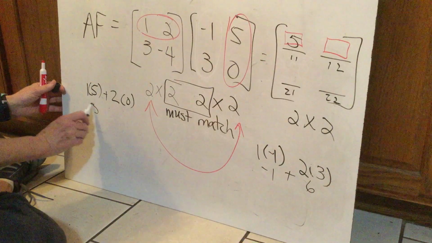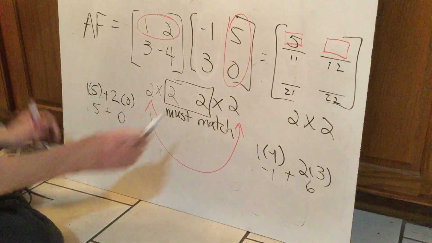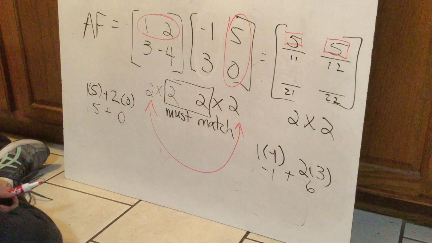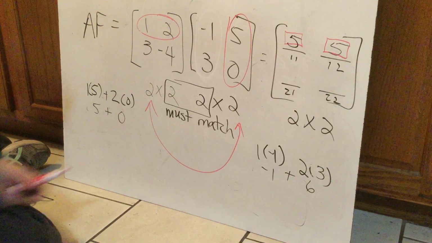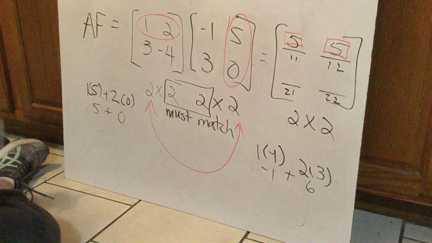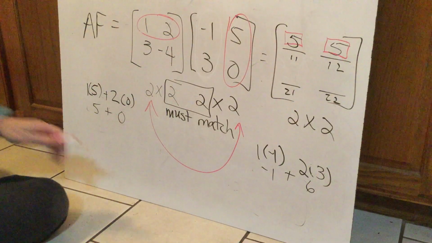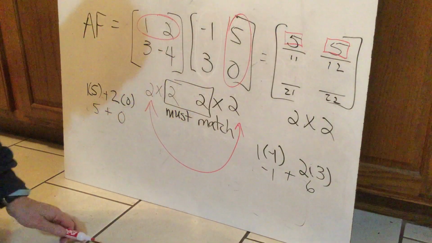So I have a 5 and a 0. So this number is also a 5. That's coincidence. Please don't think that happens all the time. It doesn't. It's just coincidence. I got the same number. Okay.